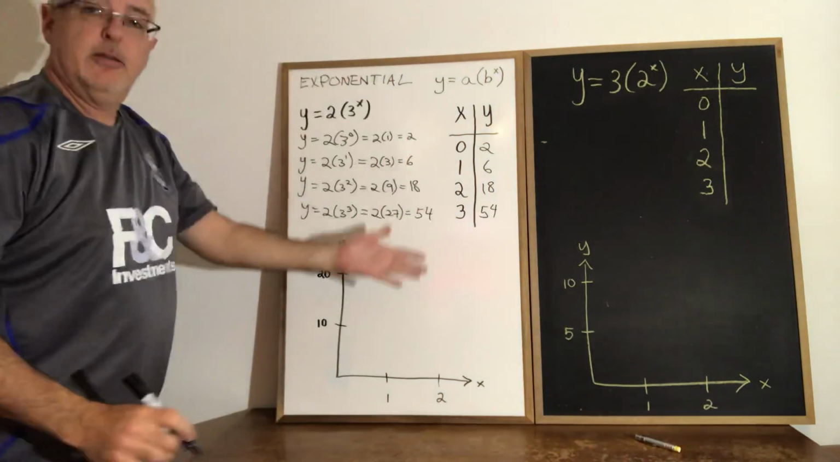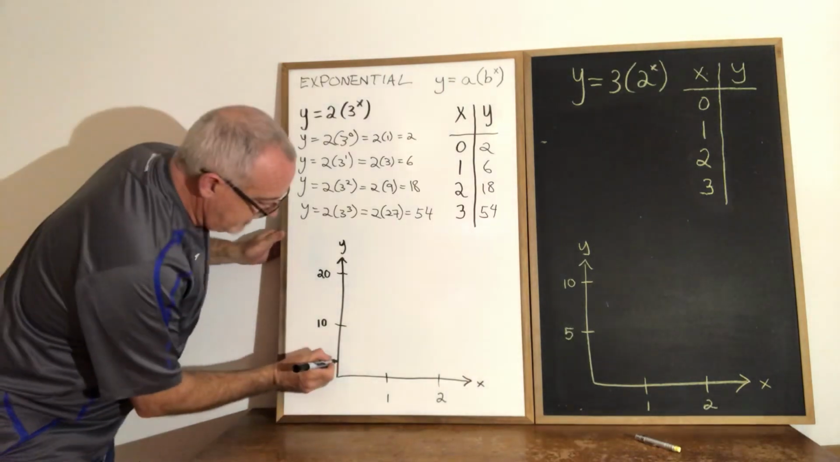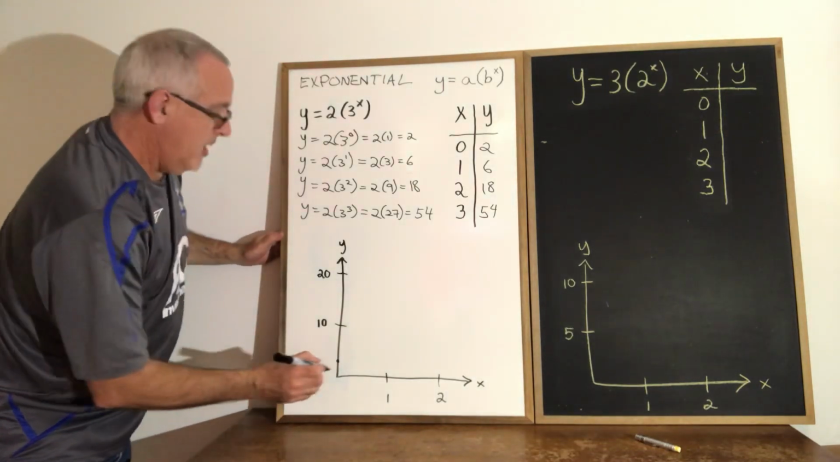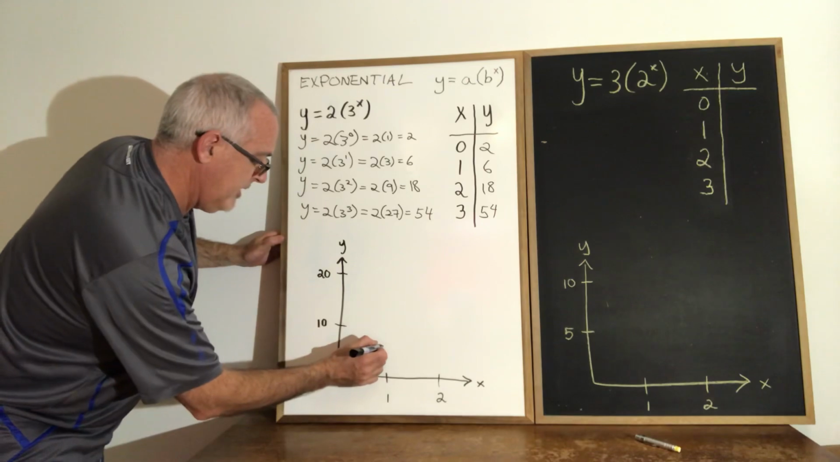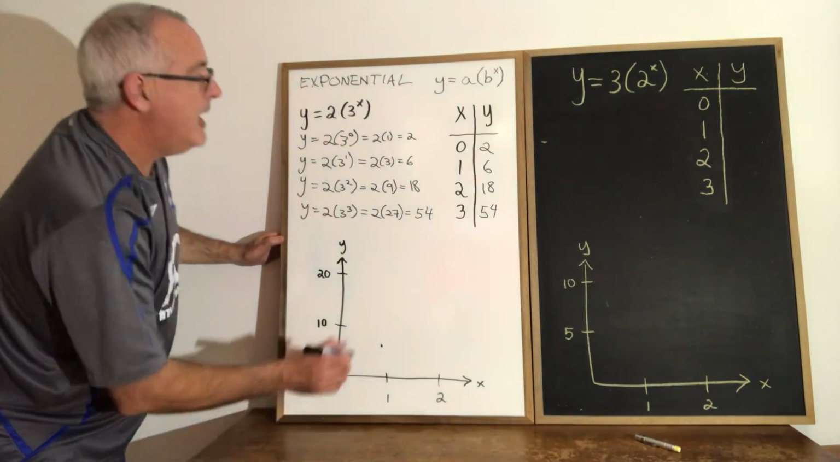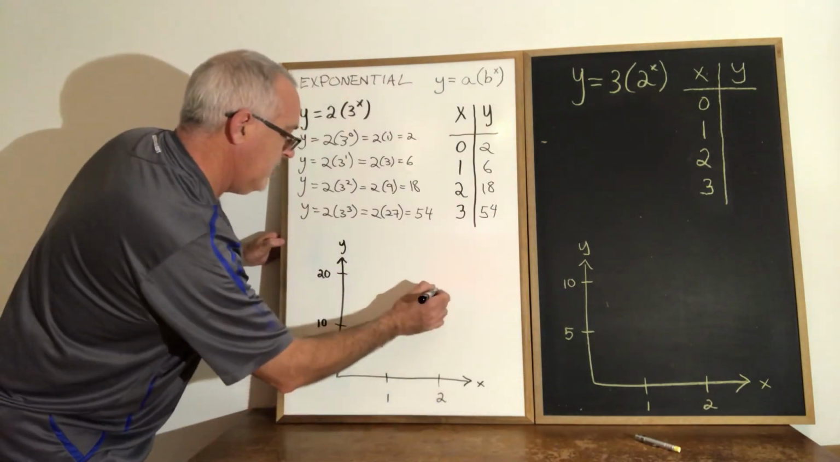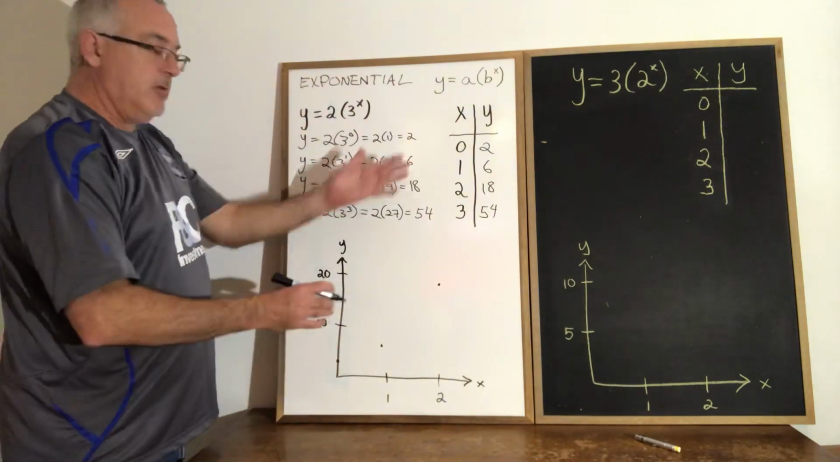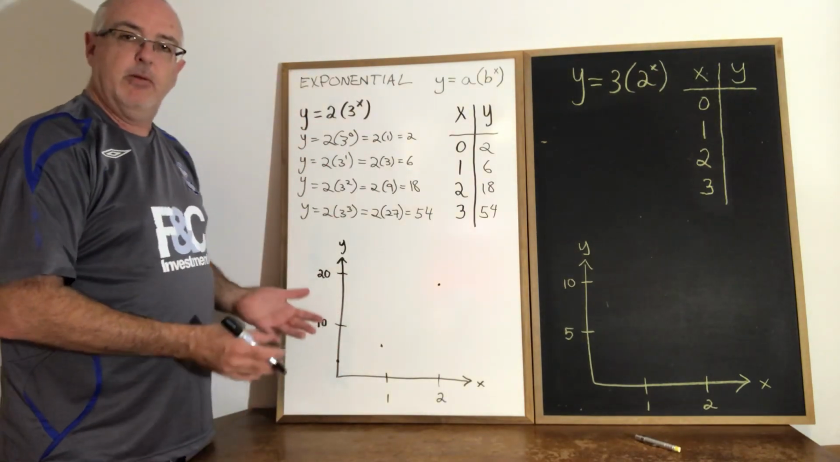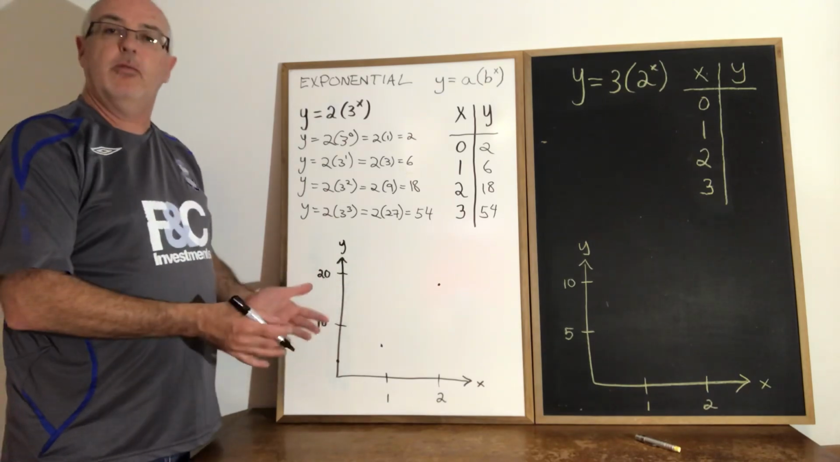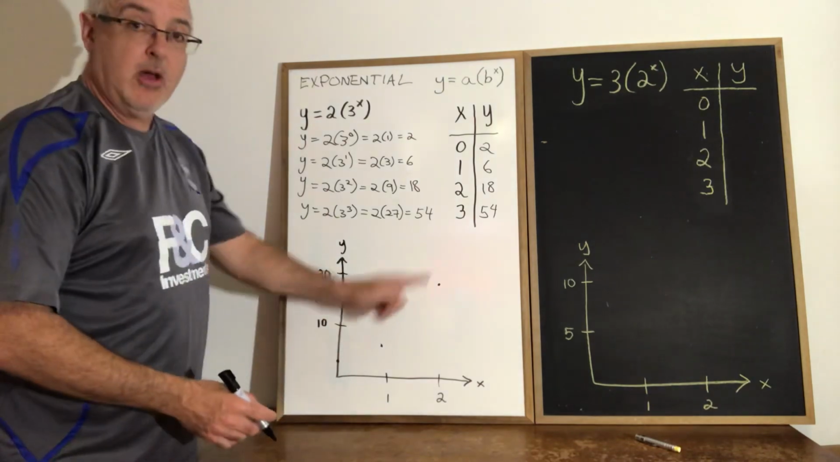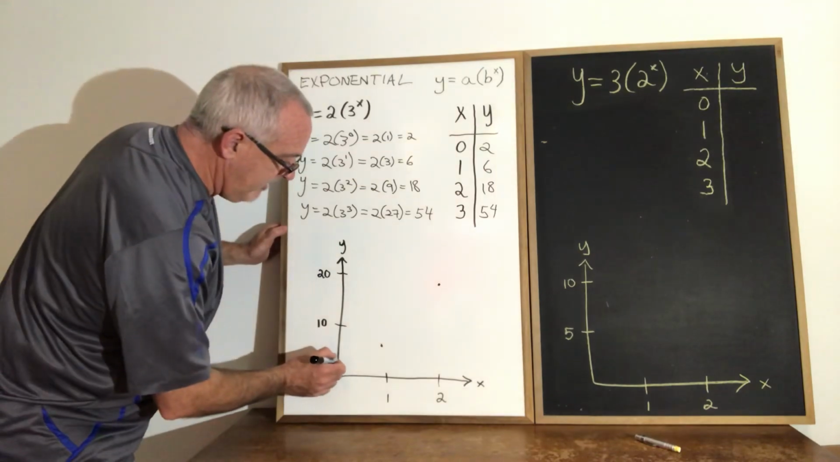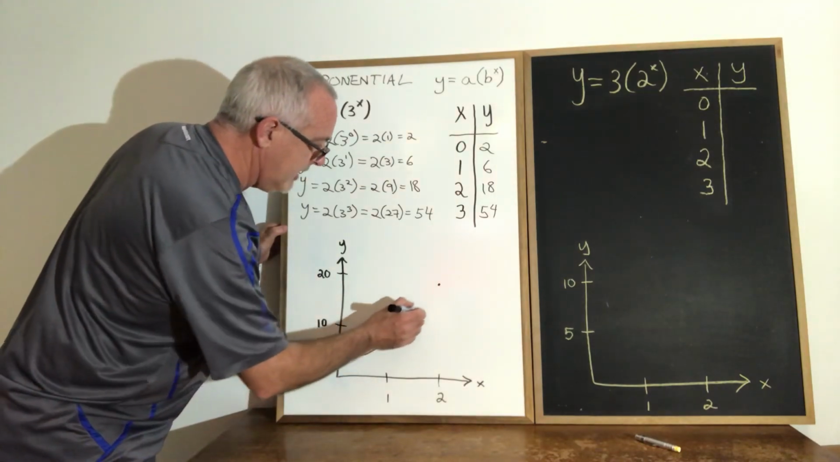Now I'm going to graph this. 0, 2 goes about here. 1, 6 will go about here. And 2, 18 will go about here. And we can see we need at least 3 points to see the shape of our curve. If we only have 2 points, you can draw a straight line through those 2 points, but this is not a straight line. And we have a curve that looks like this.